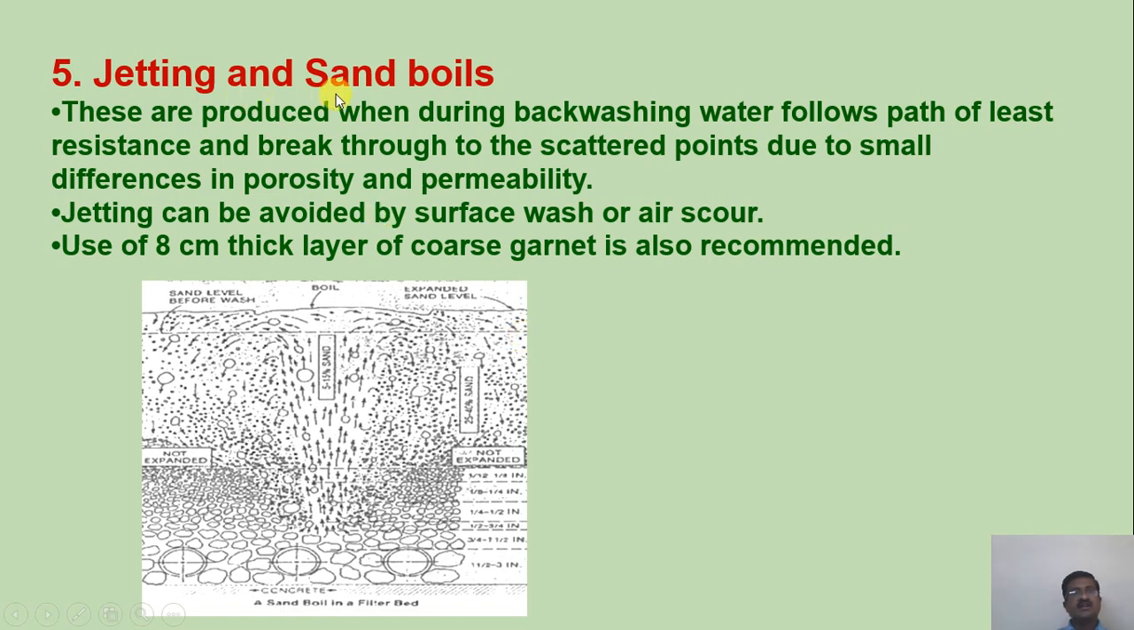Next one is the jetting and sand boils. These are produced when, during backwashing, water follows the path of least resistance and breaks through at scattered points due to small differences in porosity and permeability. Jetting can be avoided by surface wash or air scour. Use of an 8 cm thick layer of coarse garnet is also recommended. This is especially observed during the backwashing.